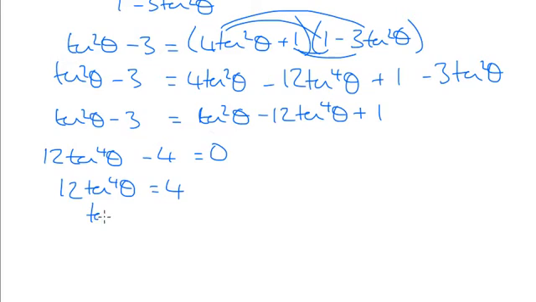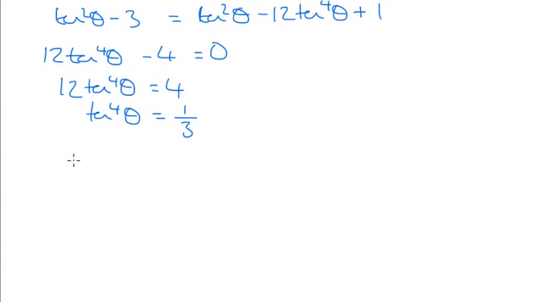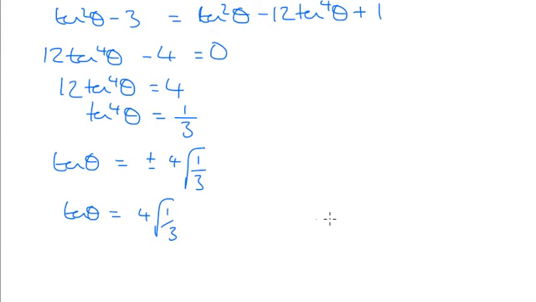and divide by 12, 4 twelfths is the same as a third, so we've got tan to the 4 theta equals a third. So that means tan theta, I can fourth root, and it will be plus or minus the fourth root of a third. So if I deal with the positive one first, and get the answers for that, and then I'll do the negative one afterwards.